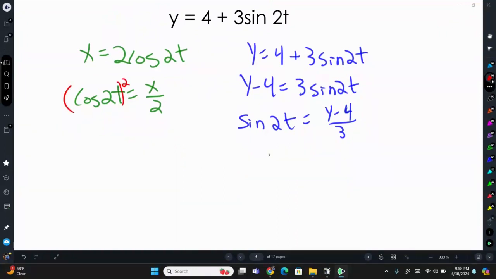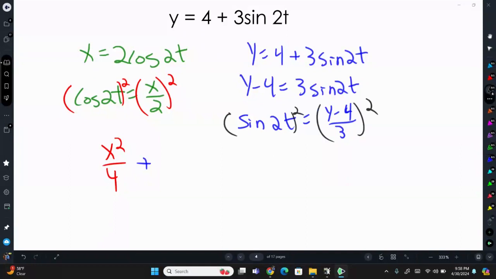So if we square both sides here, we get x squared over 4 plus, square both sides here, (y minus 4) squared over 9 equals 1. So this is another ellipse that is vertical because the bigger number is under y.